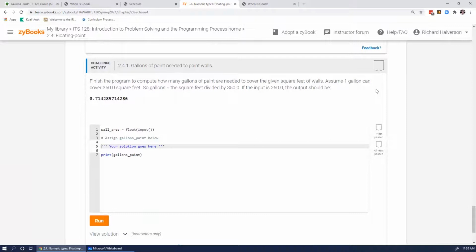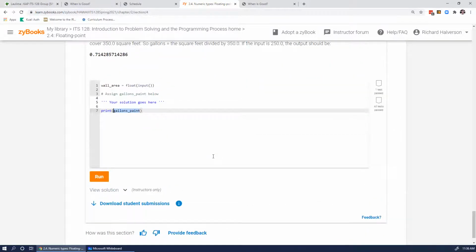Okay, challenge activity. Oh, we just have to write... You want to compute the gallons of paint, 1 gallon per 350 square feet. And we're inputting square feet, looks like, wall area. We're inputting the square feet, and we are going to do this math, and then we want to print out how many gallons of paint it takes.